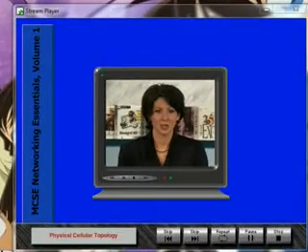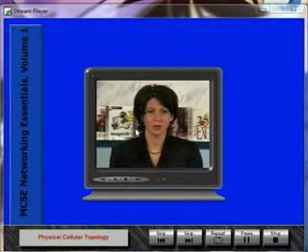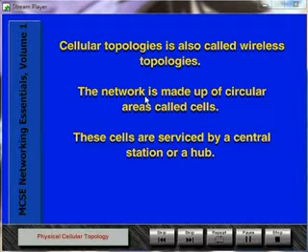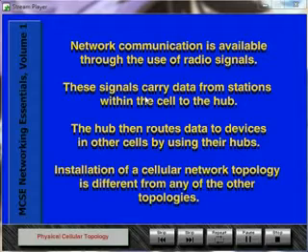The last type of network topology we'll be discussing is the physical cellular topology. Cellular topology is also called wireless topology. The network is made up of circular areas called cells. These cells are serviced by a central station or hub. Network communication is available through the use of radio signals. These signals carry data from stations within the cell to the hub. The hub then routes data to devices in other cells by using their hubs.